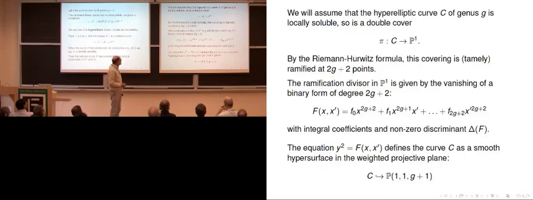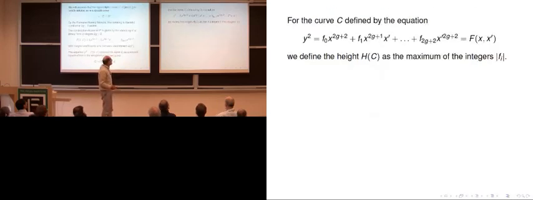locally soluble hyperelliptic curve of genus g over the rational numbers is given by such an equation, and so is determined completely by this binary form of degree 2g plus 2. If it's not locally soluble, you have to give it as an equation in weighted projective 3-space, but we'll just work with these cases. Okay, so we have all the locally soluble hyperelliptic curves looking at us.